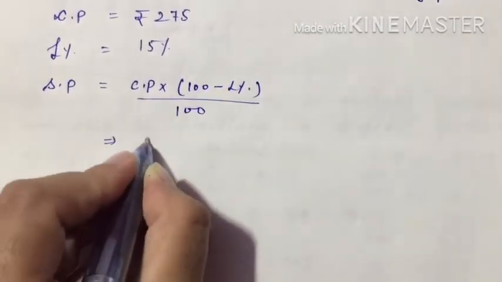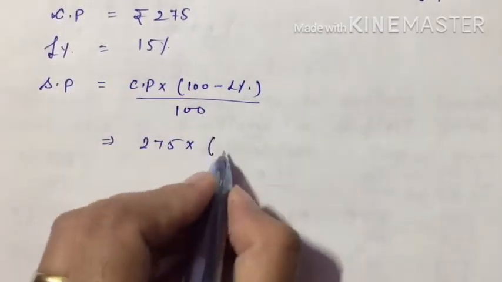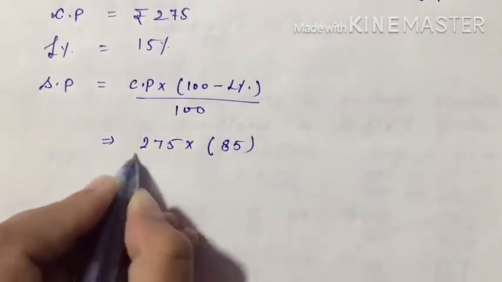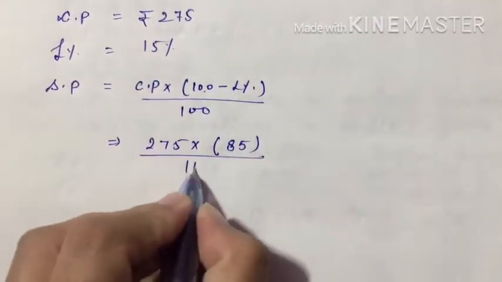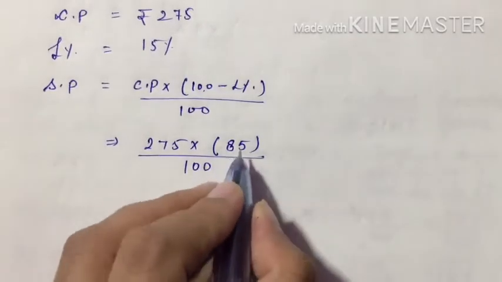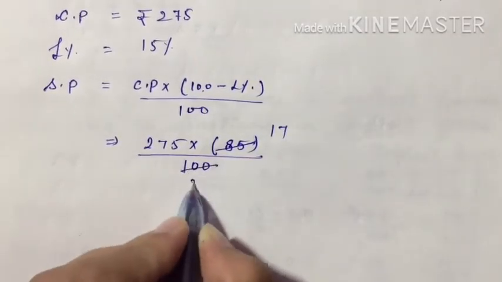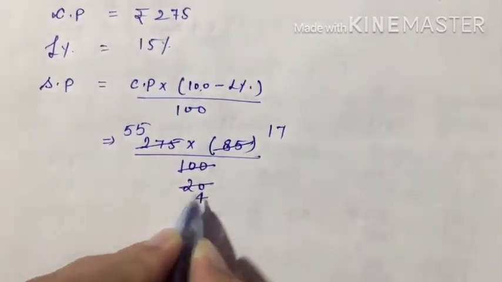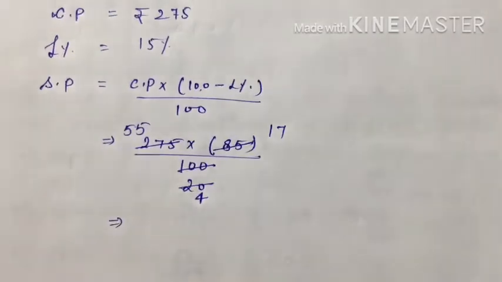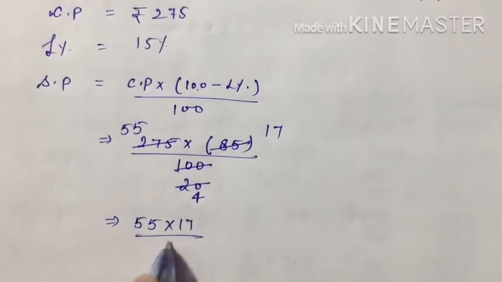Okay, CP is 275, multiply by 100 minus 15. Can I write directly 85 here? Yeah, that is not difficult, no? 100 minus 15, 85 divided by 100. If I want, I can cut it by the table of 5. Here I will get 17, here I will get 20. By the table of 5, here I will get 55, here I will get 4. Now nothing is to be cancelled here. 55 multiply by 17 divided by 4.